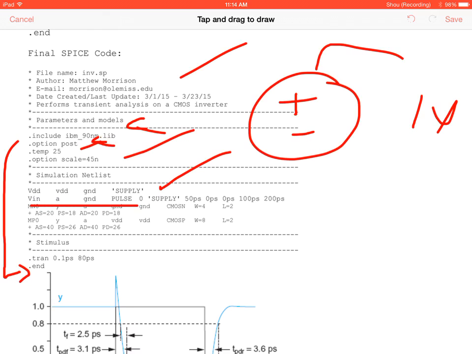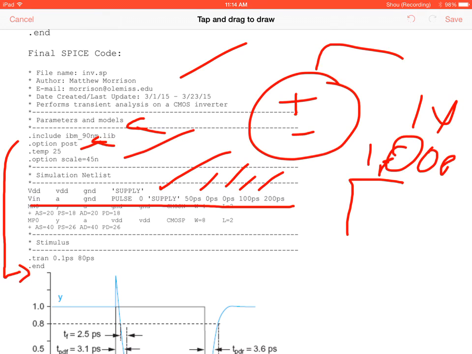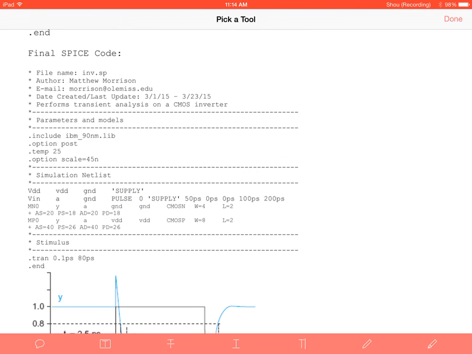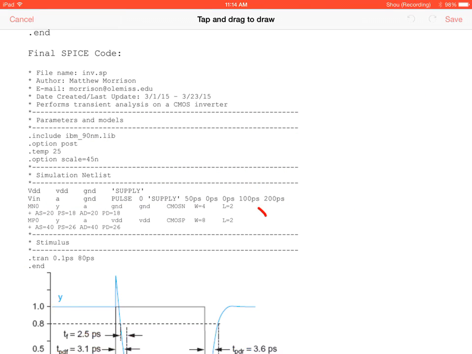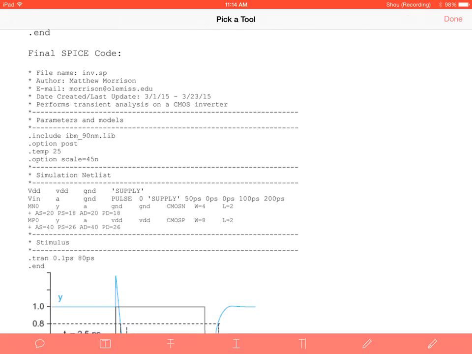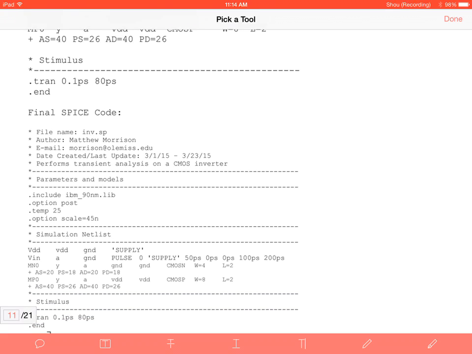Here we actually have defined a pulse. Remember, we have our 50 picosecond delay. We have our 0 picosecond rise and fall times. And then we have 100 picoseconds high, and then the total cycle is 200 picoseconds. Now, then we have our MOSFETs, and then we have our transient response. For those of you who remember from last class, what's the problem that we encountered as a result of this specific input voltage waveform?